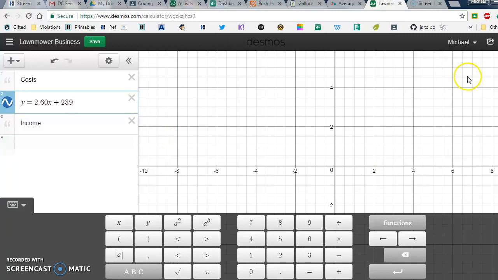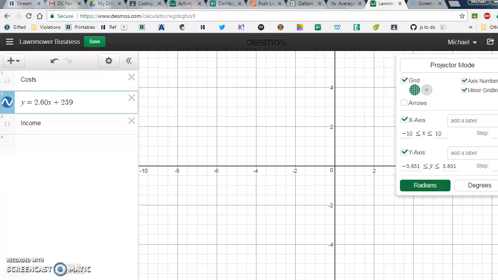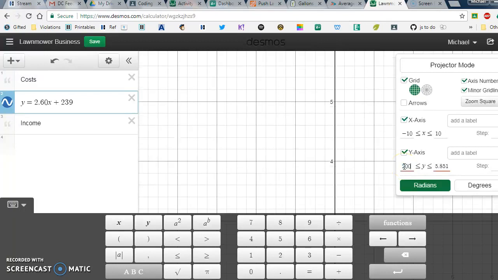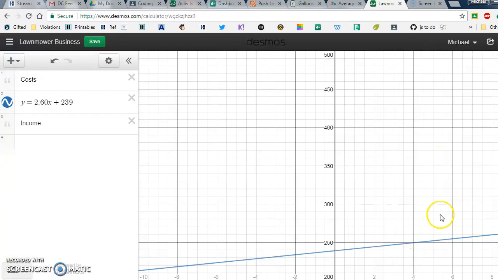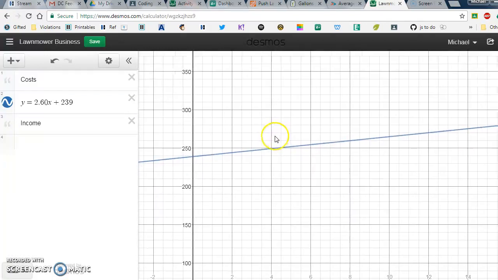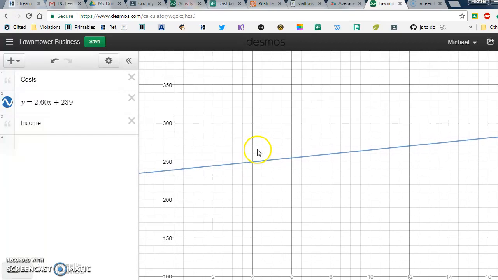And you'll notice I don't even see anything on my graph, so I'm going to have to go over to the right here to my graph settings, and my y-axis and x-axis are probably going to have to change quite a bit. My y-axis is already all the way up at 239, so I'm going to start it at about 200, and I probably need to go up maybe to 500. So now I can at least start to see my line, and I'm just going to move this over a little bit.